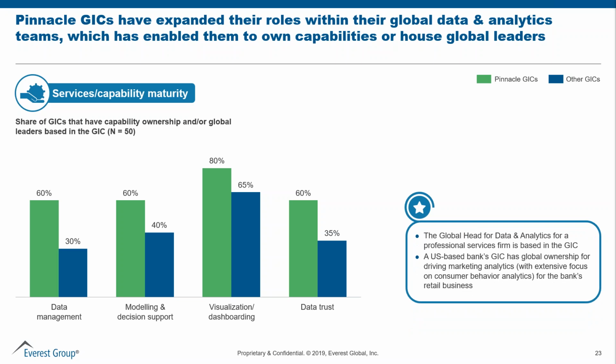A couple of examples to share here is that in one of the professional services firms, the global head for data analytics, the person who is the chief data analytics officer for the organization globally, is actually based in their GIC. Similarly, in a retail company, the India-based GIC is actually the global or the regional hub for all the data analytics work that happens for their Asia Pacific businesses.